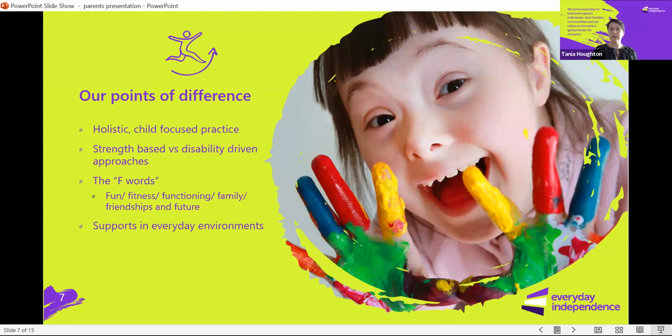We will look at their fitness and their health and whether they need support to ensure that they are getting what they require associated with their physical needs. We'll look at functioning. Are they able to achieve things that are appropriate within their life? So are they able to complete some of those everyday activities that help them get through the day and help the family get through the day?